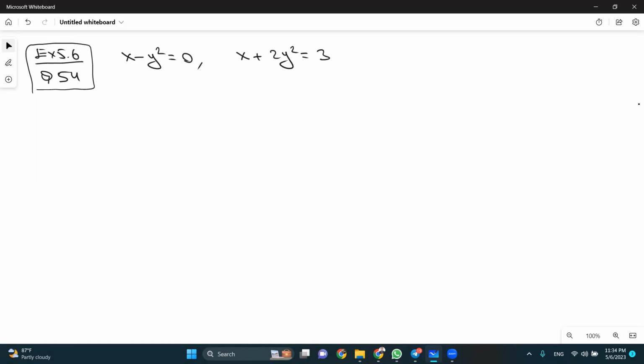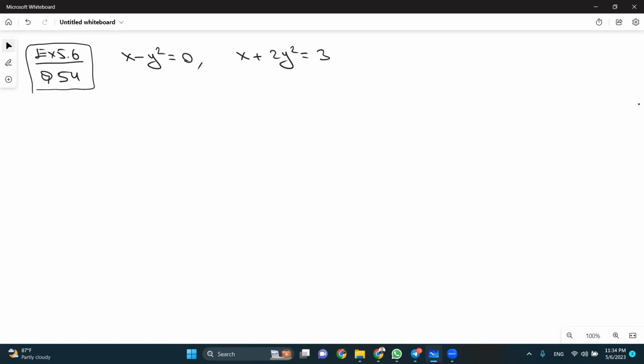In this video, we are going to consider another example related to substitution and the area between curves. That is from exercise 5.6, and the question number is 54. So the question is, we need to find the area enclosed by the intersection of the curves, which is given by x minus y squared equals 0, and our second curve is x plus 2y squared is equal to 3.